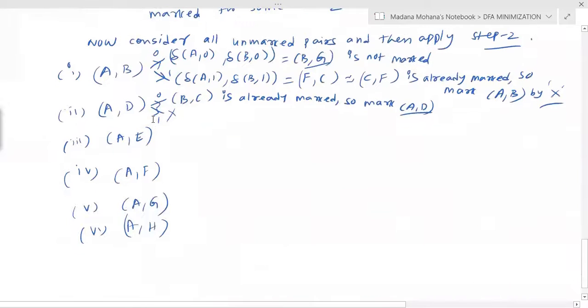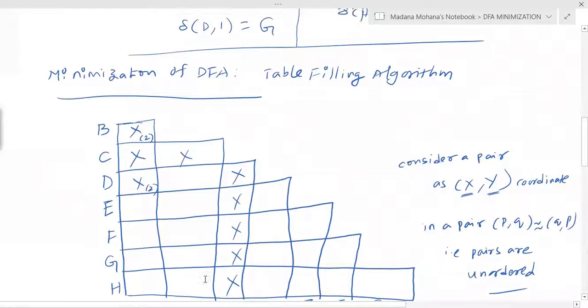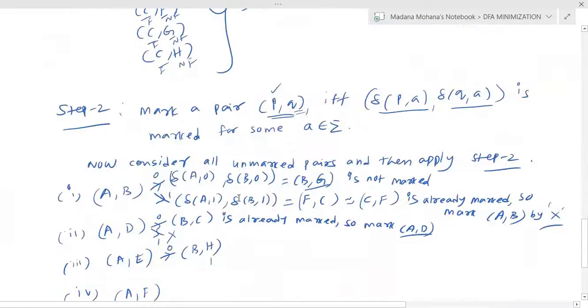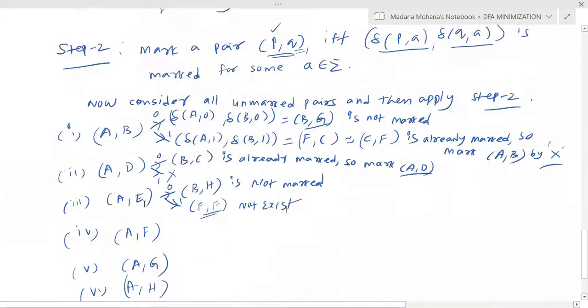Then coming to AE. So AE on input 0, you will get B comma H. Now you can check whether B comma H is marked or not. See, with BH combination, this is blank, so it is not marked. Then you can go for other input. AE on input 1. On input 1, A on 1, it is going to F. E on 1, also it is going to F. Here you can see F comma F. This combination does not exist. The diagonal combination we don't have. So here also marking not possible. On both inputs, AE is not marked. Okay, no problem. Let us keep blank only.